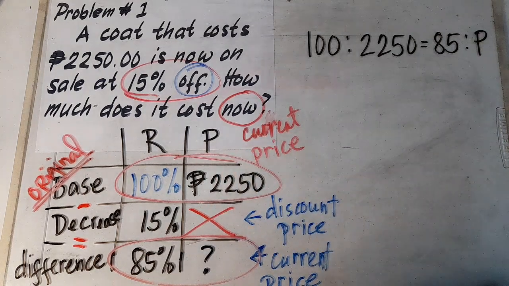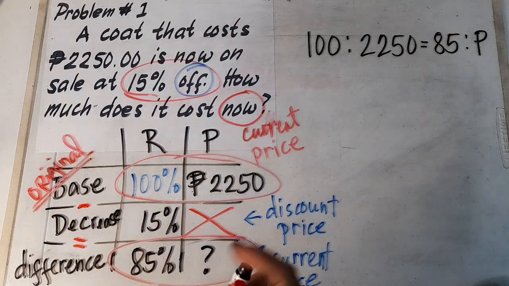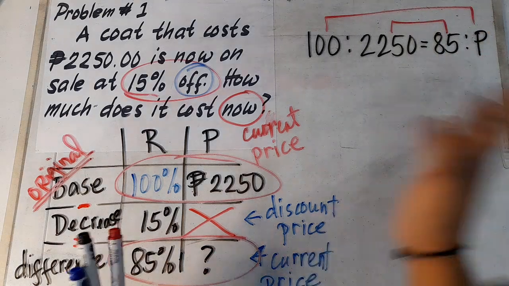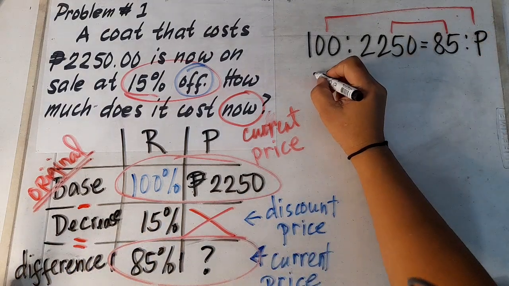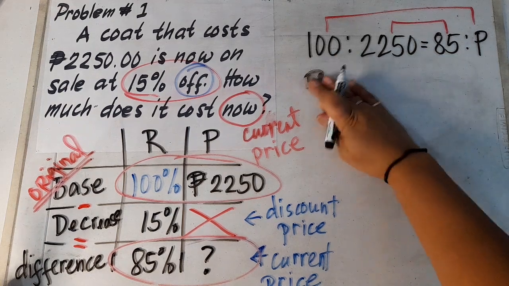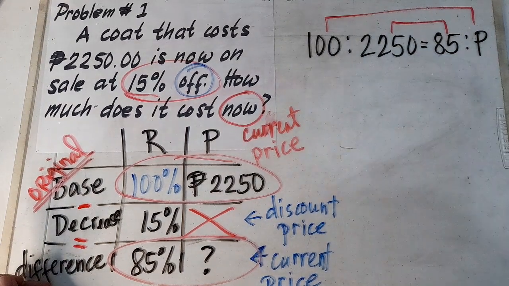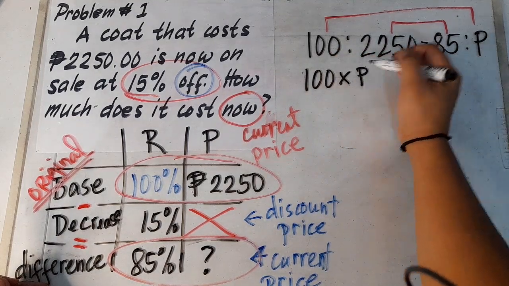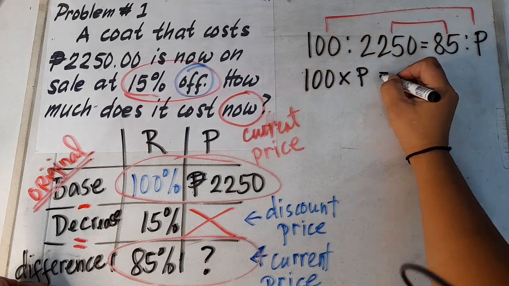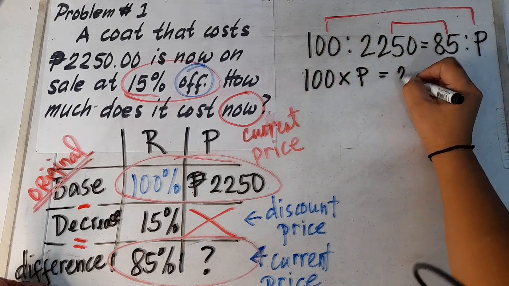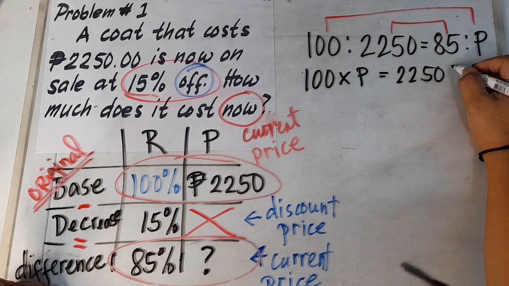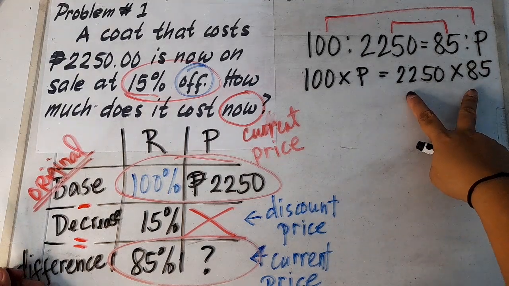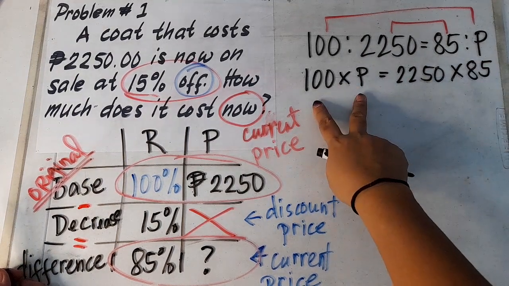Okay? Now, then, we move on. Product of the means and product of extremes. Okay? Yung unknown, sa kaliwa natin isusulat. So, P, or pwede rin naman, if you want to, gusto ninyo, yung ayos niyan. Though, multiplication is commutative. 100 times P, yung extremes natin, is equal to the product of the means. So, 250 times 85. Okay? So, what is 250 times 85? That is equal to 100P.